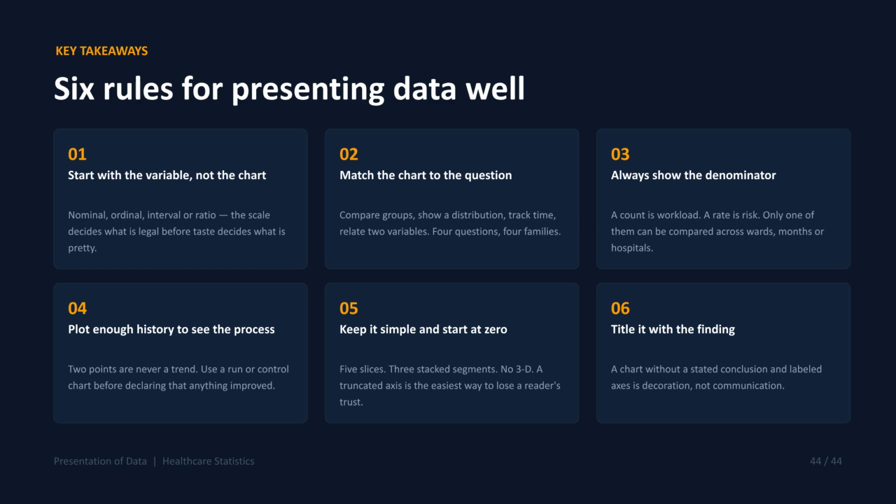To summarize, follow these 6 rules. Start with the variable type, match the chart to your question, always show the denominator, plot enough history, keep the design simple, and state your conclusion in the chart title.